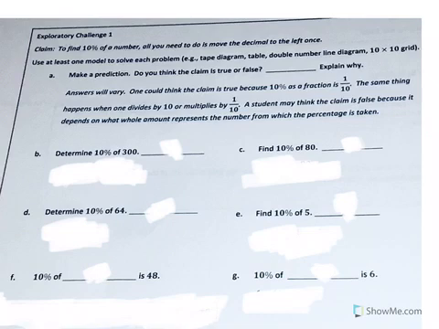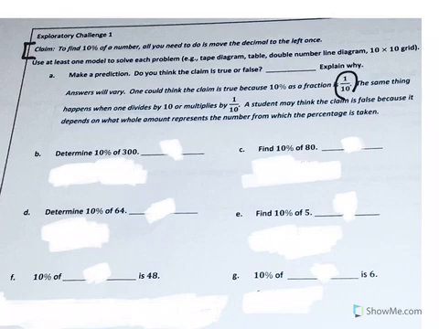Okay, so for our first part today, we're going to look at the claim that to find 10% of a number, you just need to move the decimal to the left once. It says make a prediction, and then it has a couple of predictions here. Someone may think that it's either true or false. Some may say that it's true because 10% as a fraction is 1/10. The same thing happens when one divides by 10 or multiplies by 1/10. Makes sense? A student may think it's false because it depends on what whole amount represents the number from which the percentage is taken. A lot of fancy talk, but let's come down and look at it in action.